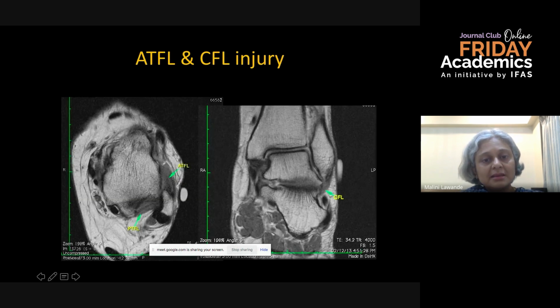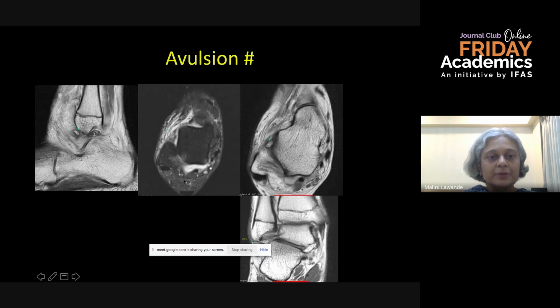Here we can see the entire anterior talofibular ligament, instead of looking dark, is now enlarged and showing hyperintense, bright signal. So when we say hyperintense or hypointense, we compare it to the skeletal muscle. Brighter than skeletal muscle is hyperintense and darker is hypointense. And this here is the calcaneofibular ligament, the fibular attachment, which also shows similar findings. So this was not completely disrupted, but this is a partial thickness injury.